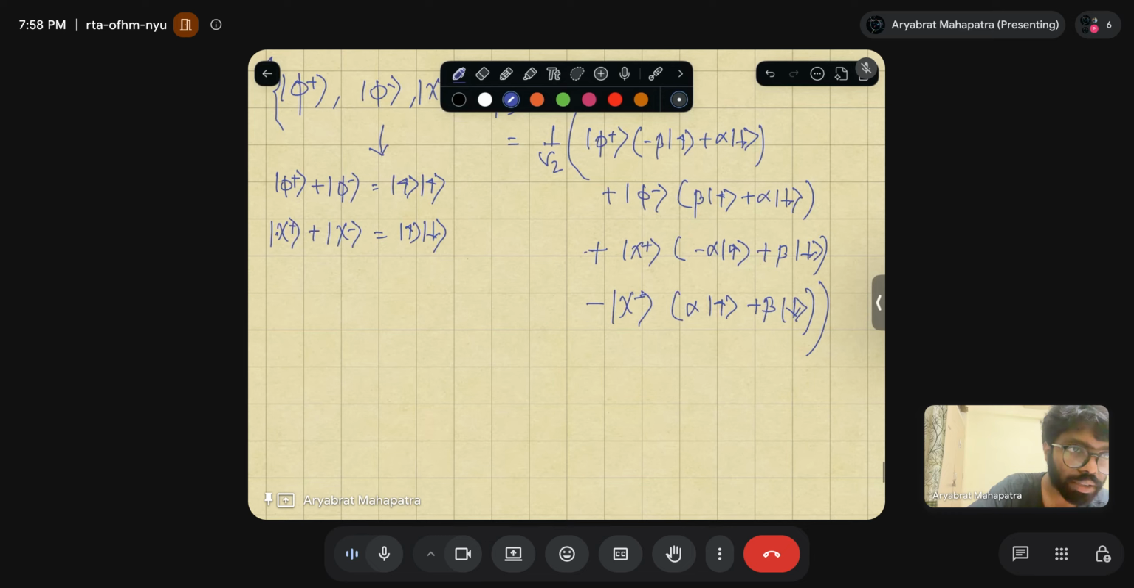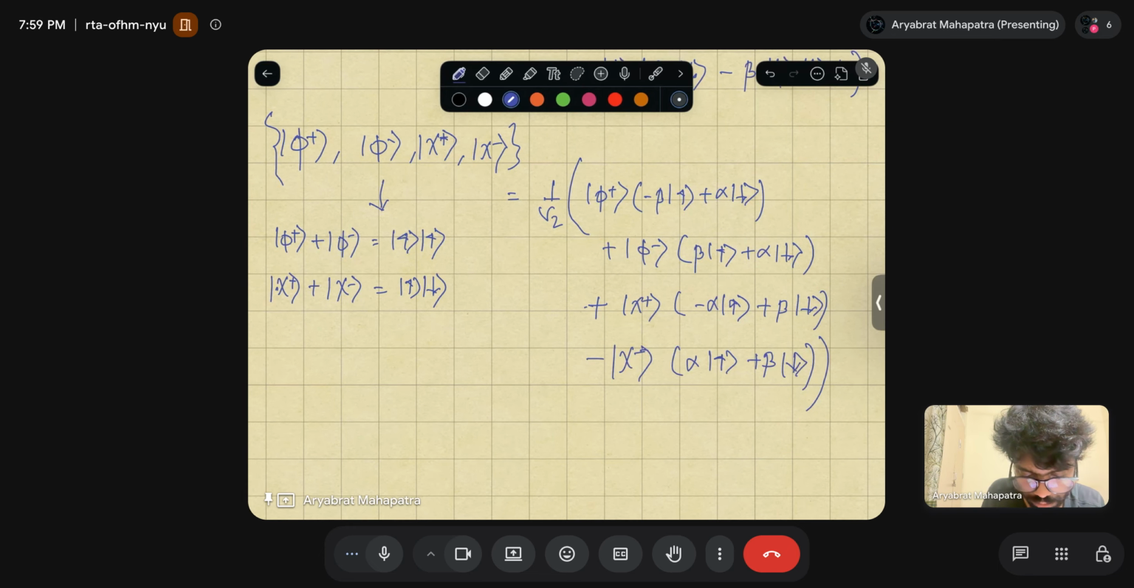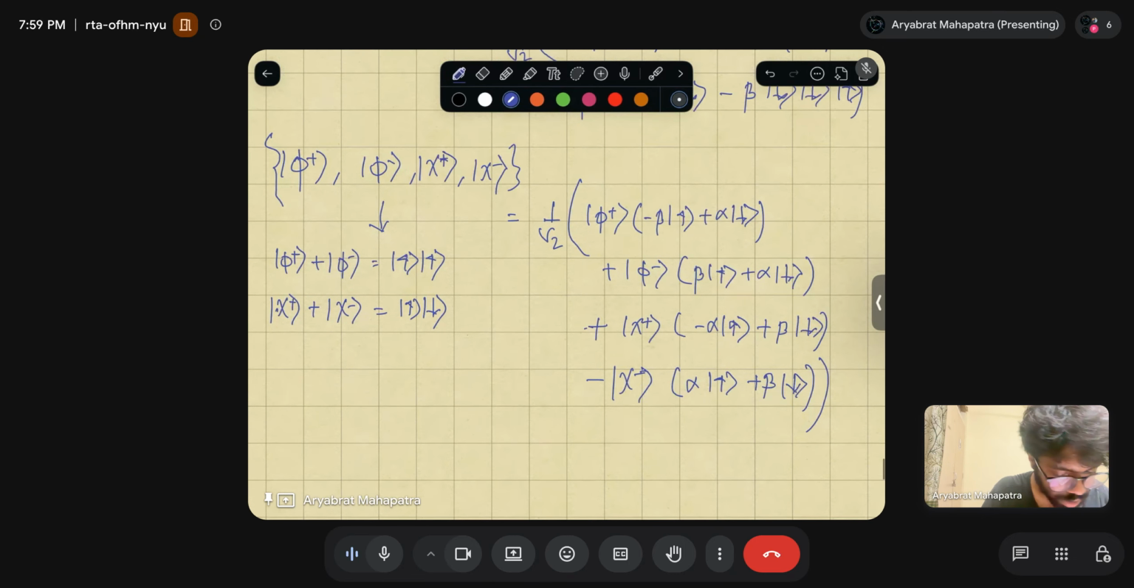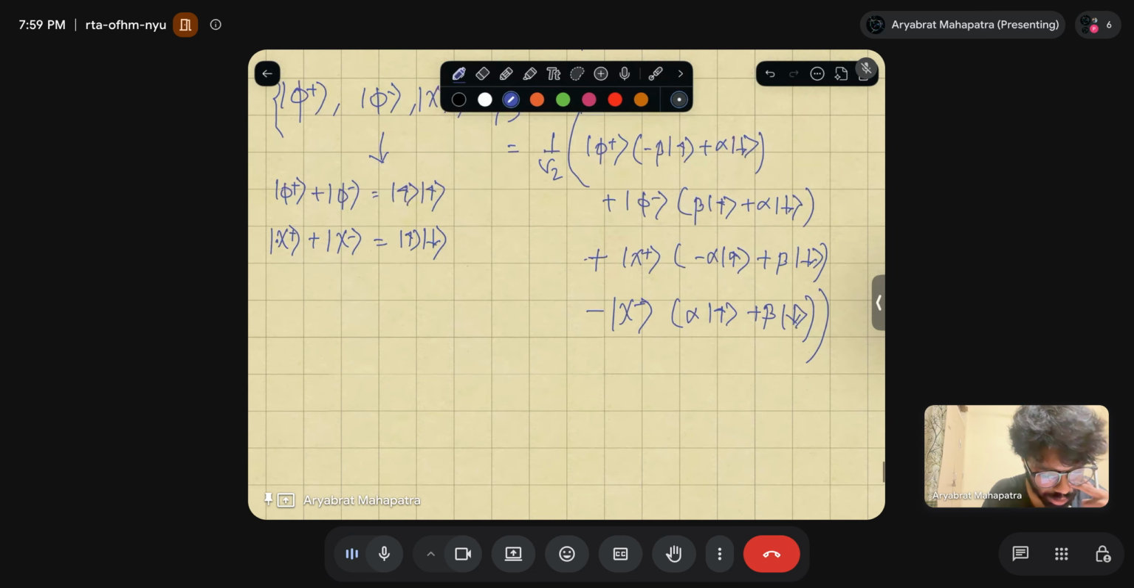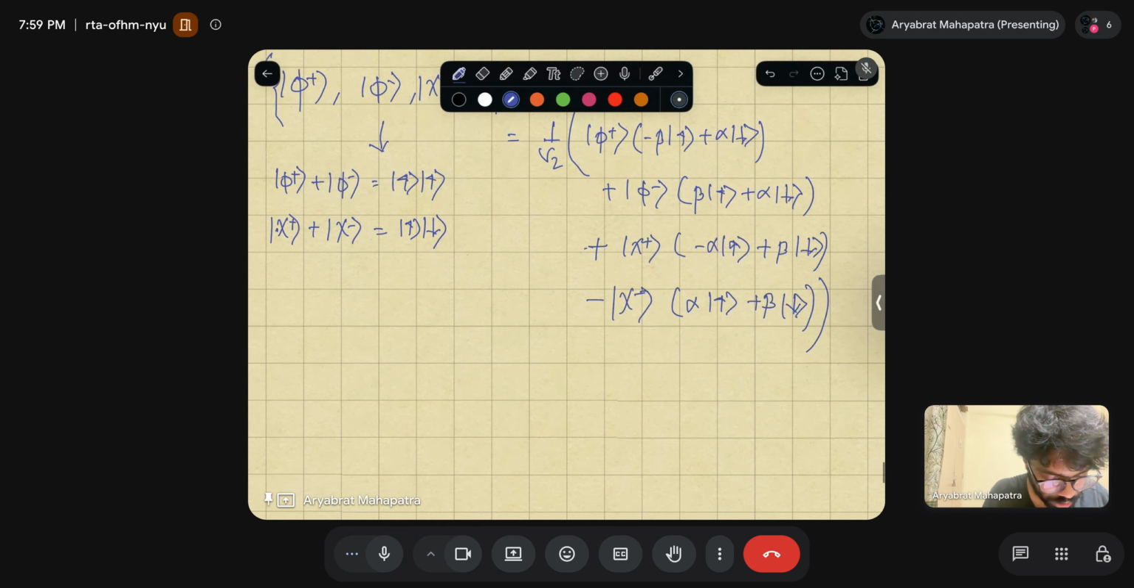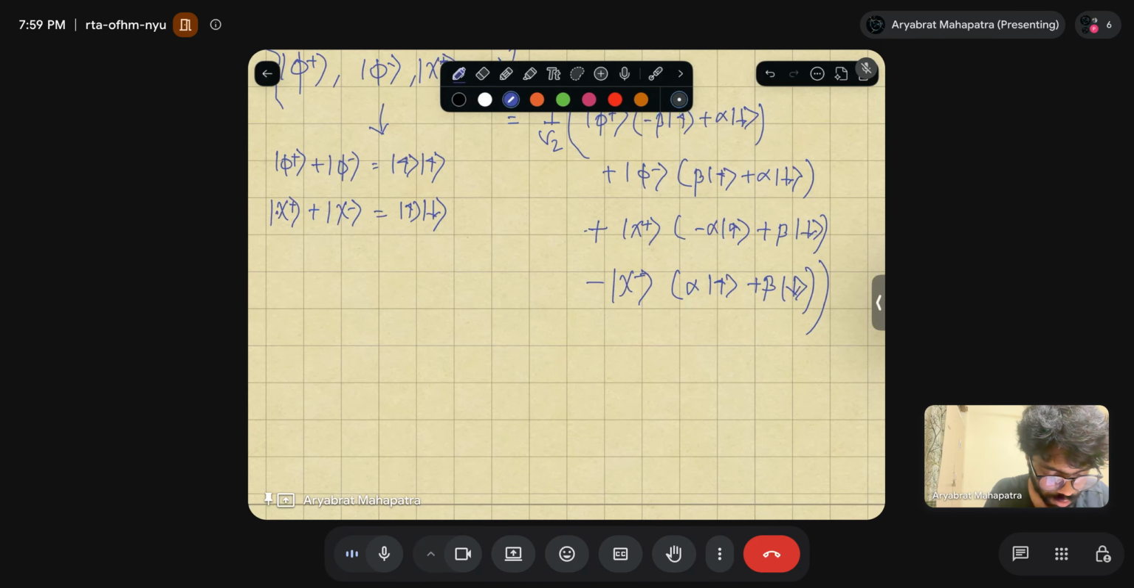Let me check the signs properly. Yeah, I think this is correct. So as I said, Alice wants to send psi to Bob, and Alice initially also had the EPR, I mean the chi minus state. So what does she have to do now?